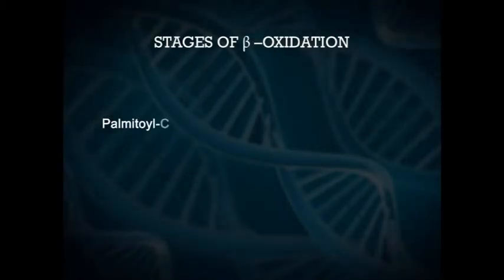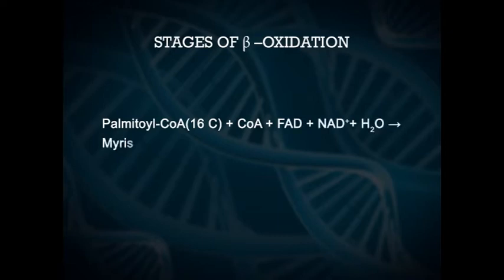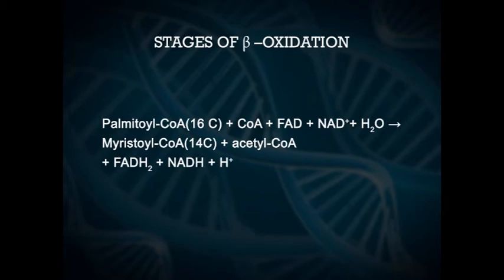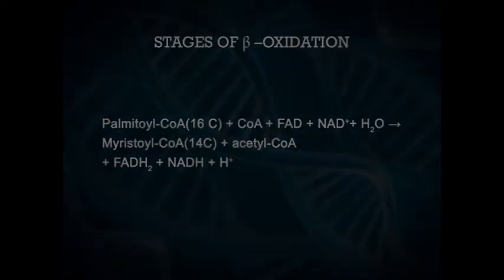1 molecule of palmitoyl-CoA, 16 carbon, 1 CoA molecule, 1 FAD molecule, 1 NAD+, reacting with 1 water molecule altogether give 1 myristoyl-CoA reduced by 2 carbon, that is 14 carbon, 1 acetyl-CoA, 1 FADH2, 1 NADH and 1 proton. The myristoyl-CoA can go through another set of the 4 beta oxidation reactions to further yield a second molecule of acetyl-CoA and lauroyl-CoA, which is the coenzyme A thioester of the 12-carbon laurate.